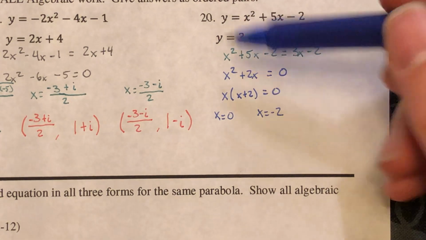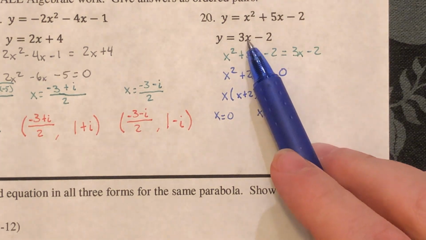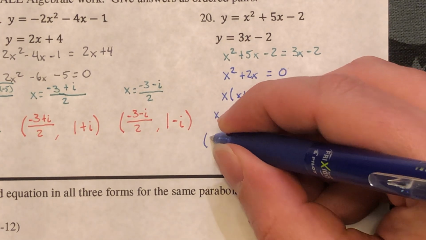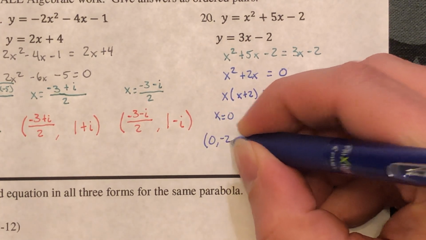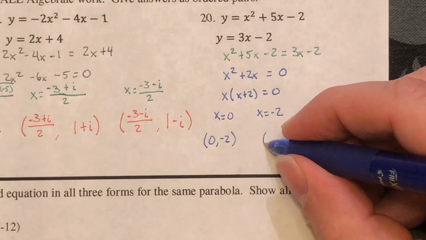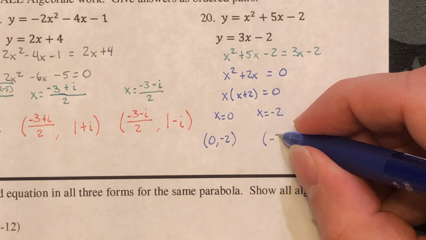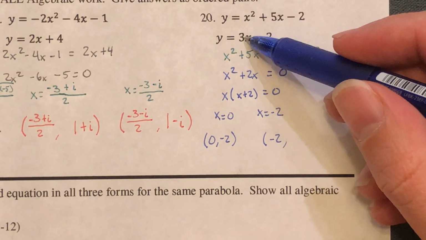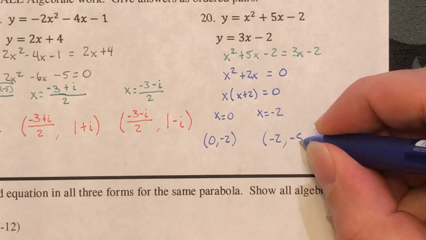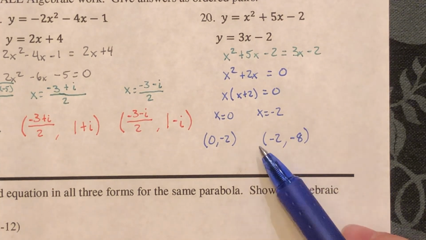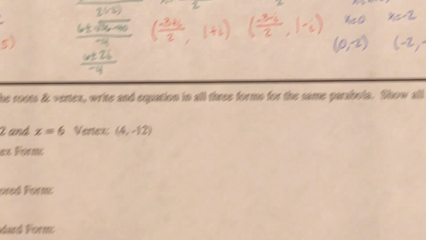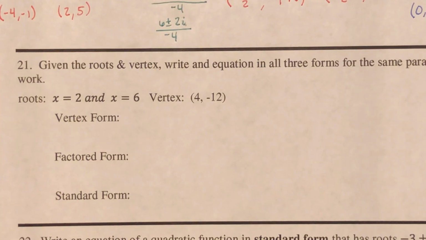And then I need to plug those values back in. So if I put 0 in, that's 0 minus 2, which is going to be negative 2. So it's going to be the point (0, -2). And if I plug negative 2 in, that's going to be an x value of negative 2. And then negative 2 times 3 is negative 6. Minus 2 more gives me negative 8. So there is my solution set there.